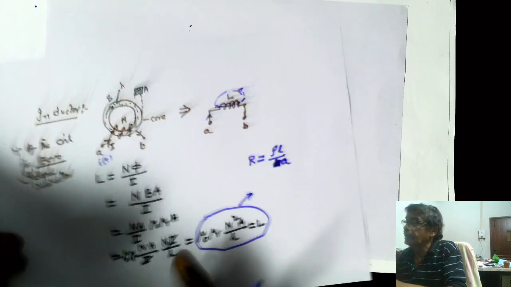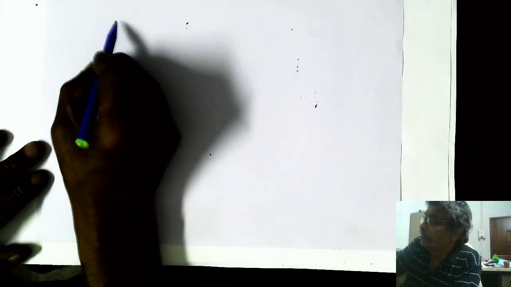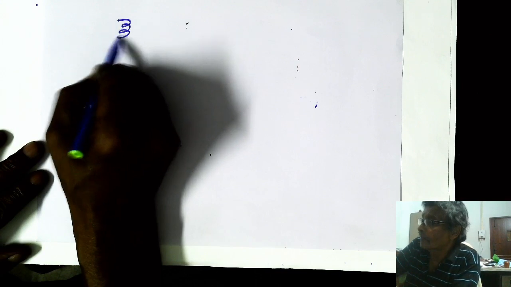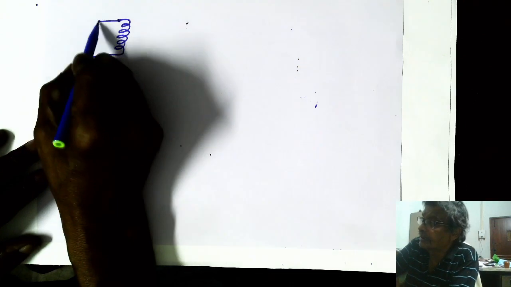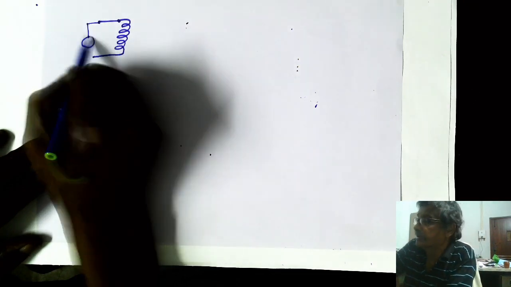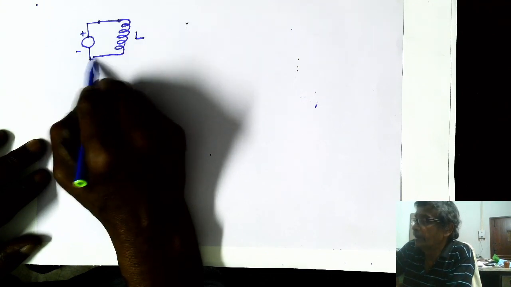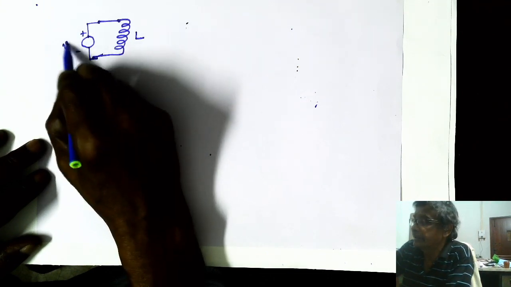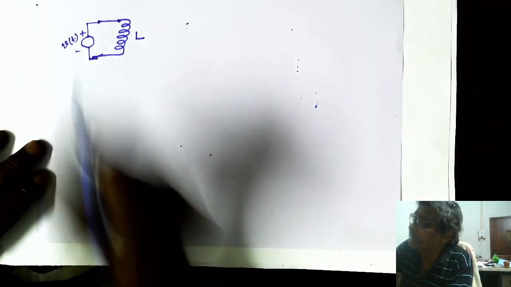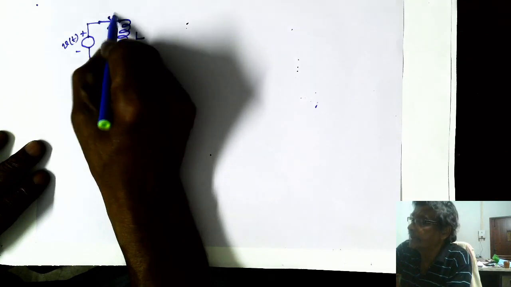Now you know that in an inductor, therefore, this is the inductor. If I connect a voltage source, ideal inductor, mind you, L, with plus and minus, and I apply some time varying voltage across it, it is expected to draw a time varying current i(t). Isn't it? That is what it will draw.